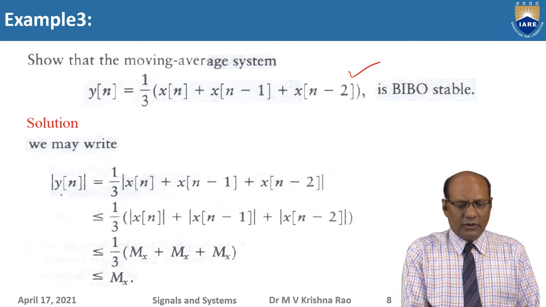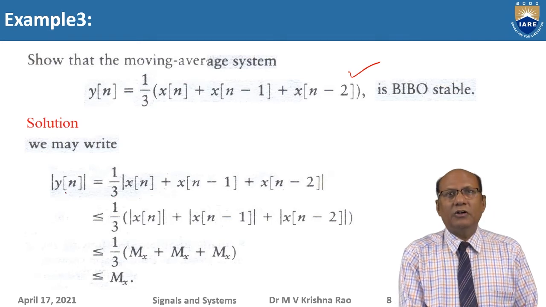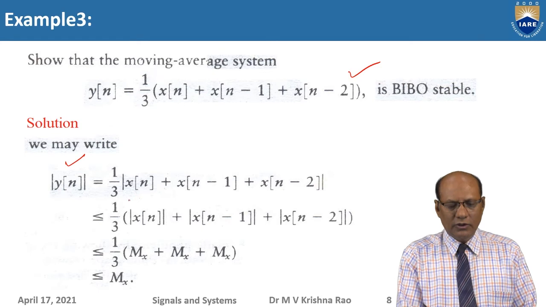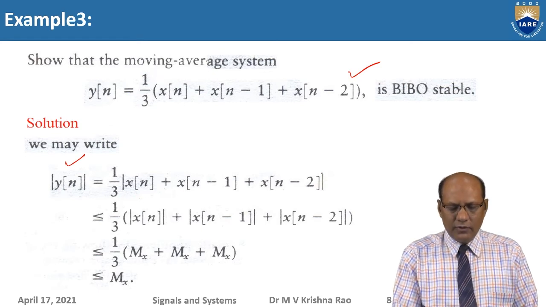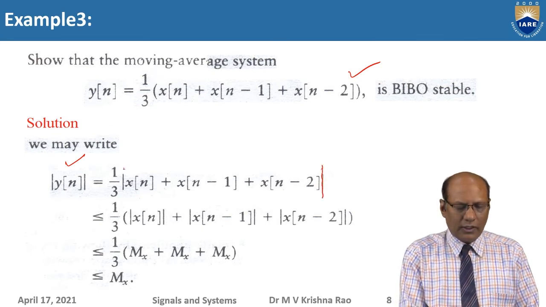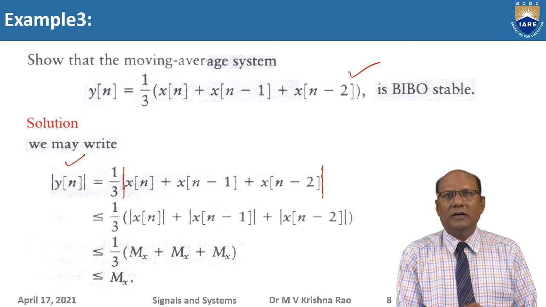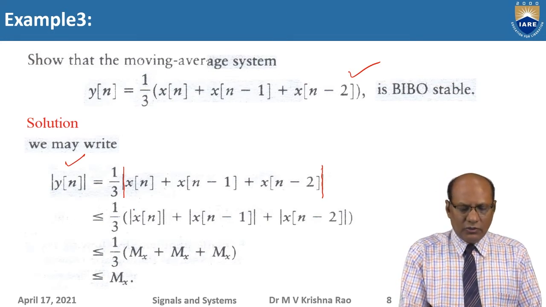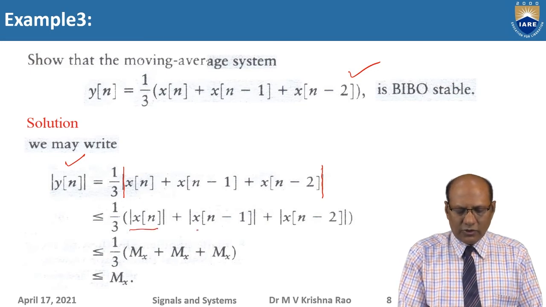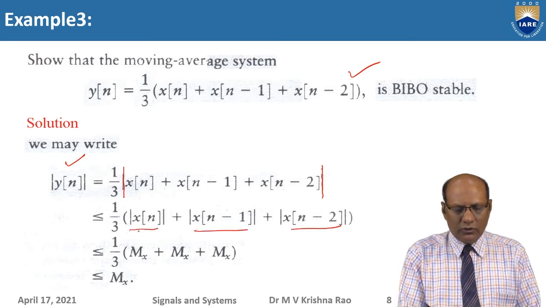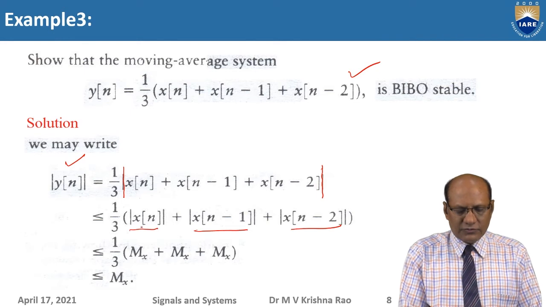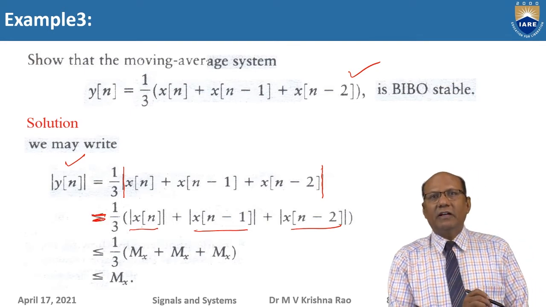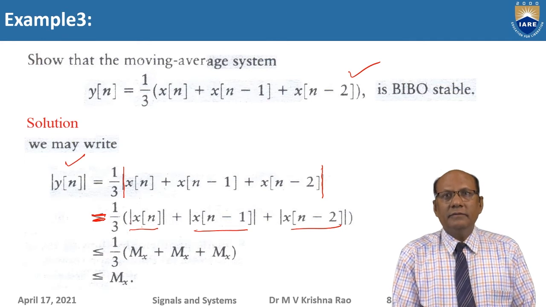So take the equation and take the absolute value on both sides. I have the absolute value of y equal to the absolute value of the total summation. Because 1 by 3 is a constant, I am taking it out. Now each term I have to take the absolute value. Basically, this is the equality sign.